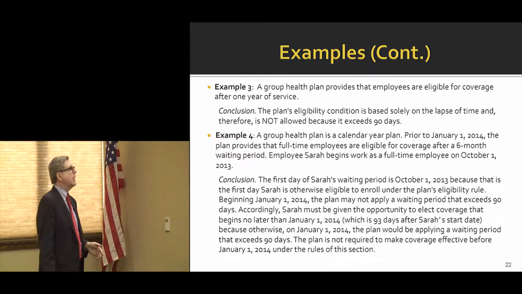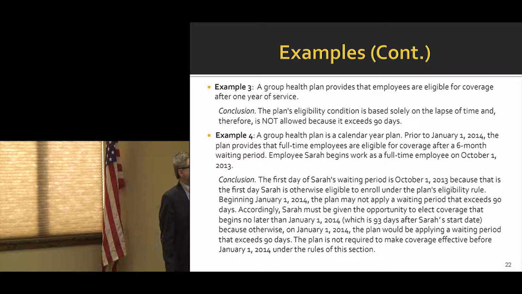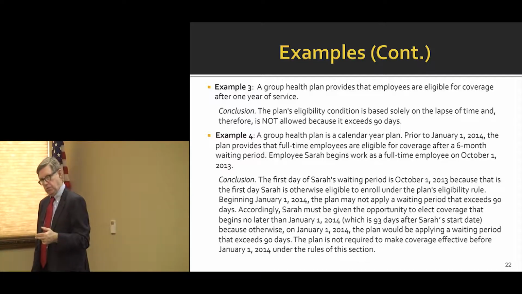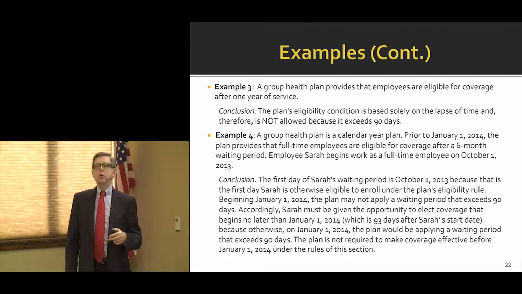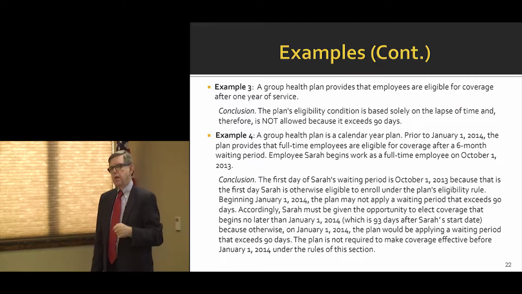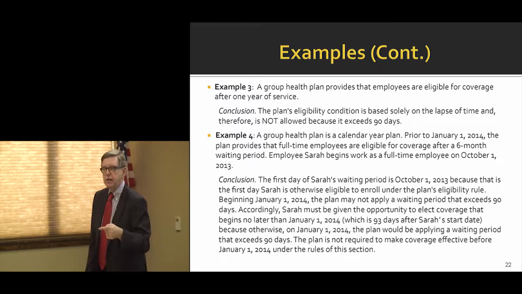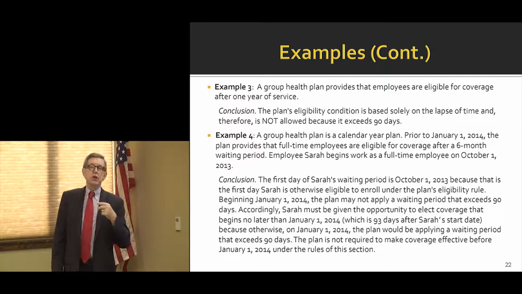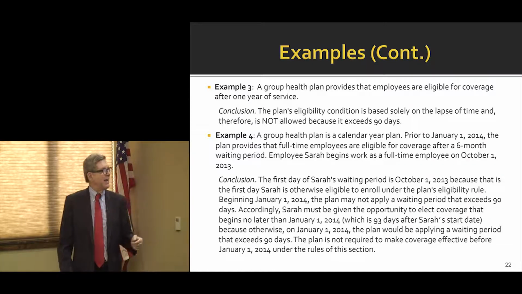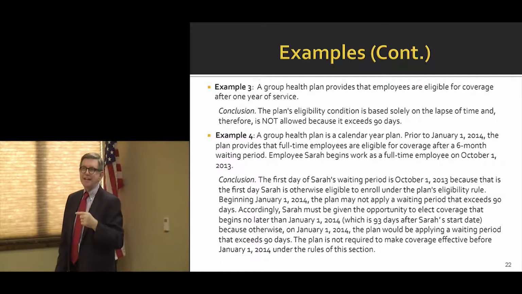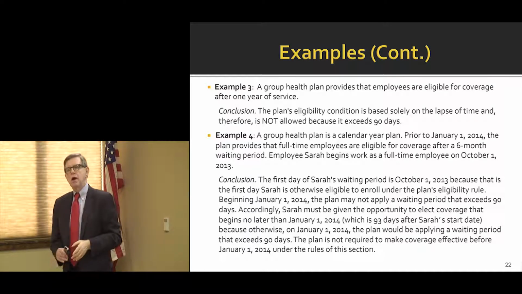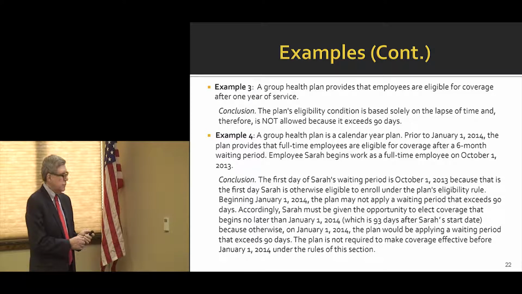A very common question I get is example 4. Example 4 is a calendar year plan. Prior to January 2014, they imposed a 6-month waiting period. Now, this person was employed on October 1st, 2013. At the time she started employment, the requirement was 6 months. As soon as the 2014 year comes into play, since this is a calendar year plan, the 6-month period goes away and the 90-day period applies. In this situation, Sarah, at the time of January 2014, had 93 days, so she has to be offered coverage, because as soon as the 2014 year kicks in, that requirement changes to 90 days.